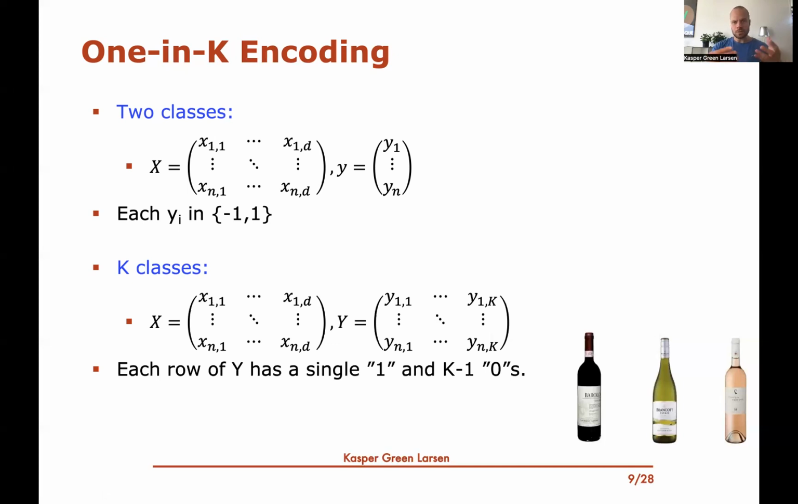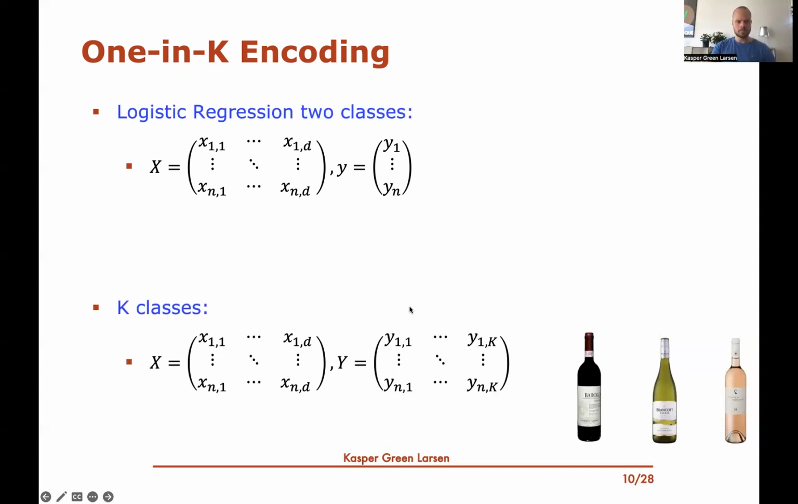Therefore, if we use this 1 and k encoding, each of these rows is going to have a single 1 in the column corresponding to the actual label of that element, and the remaining columns are going to be zeros. So this is going to be a matrix with a single 1 in every row. Good. So this is the difference in the representation.